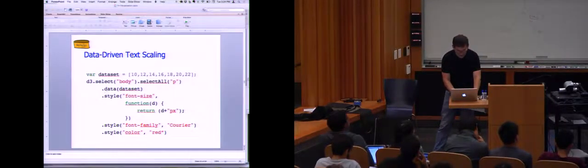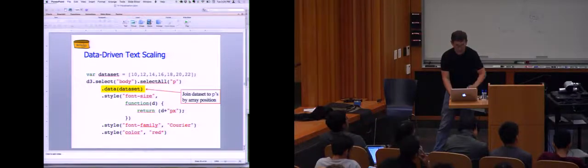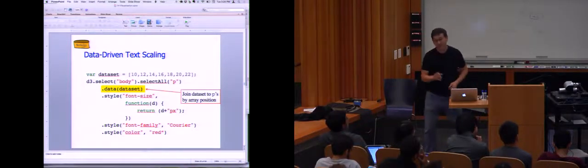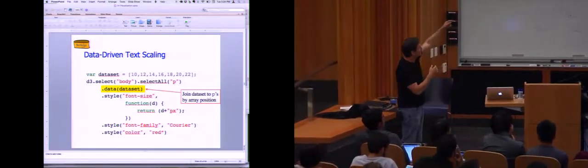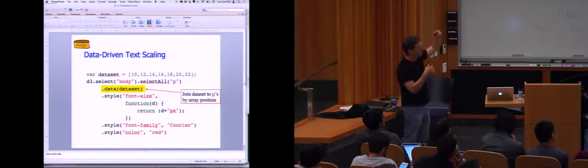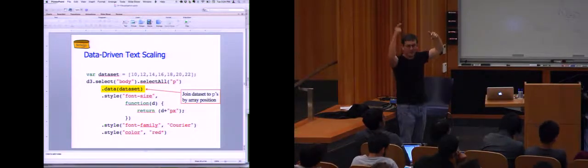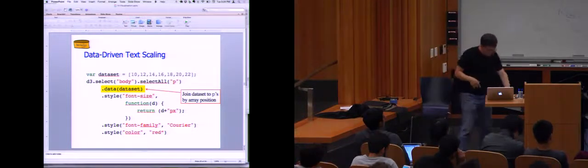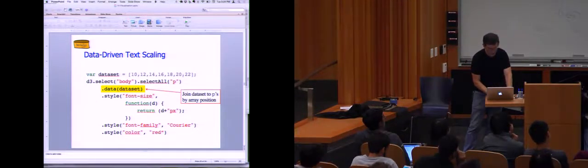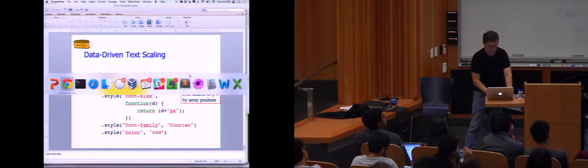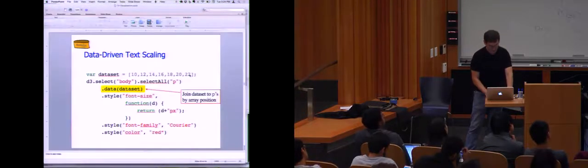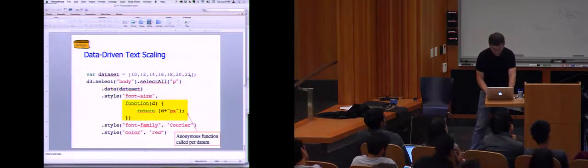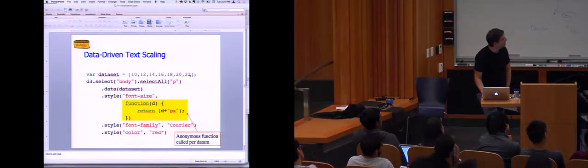And so where it gets more interesting then is when you start talking about the outer join of the data with the DOM. This joins the data set to P. And let me point out, it's joining it by array position. So the first item in data set is joined with the first thing that the selection found in the document. Right? You noticed how the fonts got bigger as you went down because these values got bigger as you went forward in the array, right?